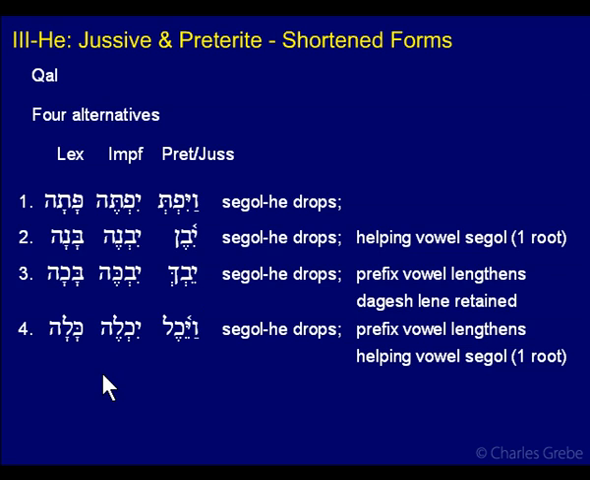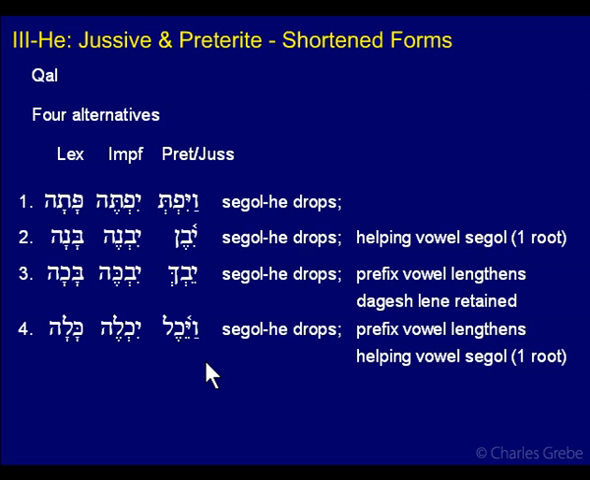And finally, a word like kalah, to be completed or to be finished, yechleh, so segel hay in the imperfect, segel hay drops, so you know segel hay. We have our helping vowel, so helping vowel down here, I'm kind of going out of order, and we have the lengthening and an accent shift. So vayechel. So these are all possibilities. Let's just put this on ice for a moment.